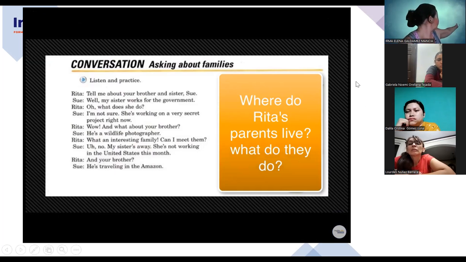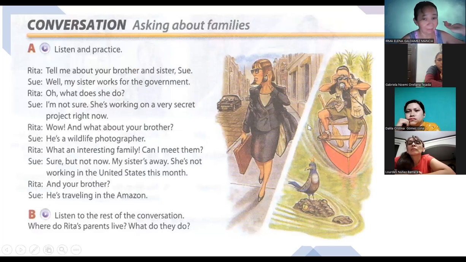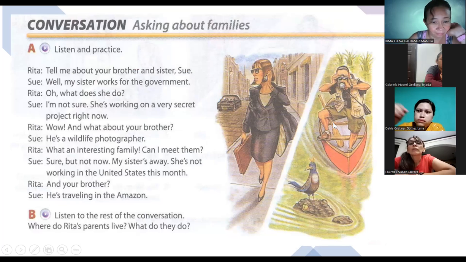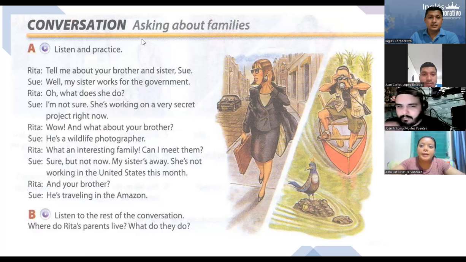Now it's time for you to practice this conversation. But before we get into the main rooms, let's ask Alba and José Antonio to help us. José, you are going to be Rita, and Alba, you are going to be Sue. Okay? Ready? Okay. Yes, sir. Ready.